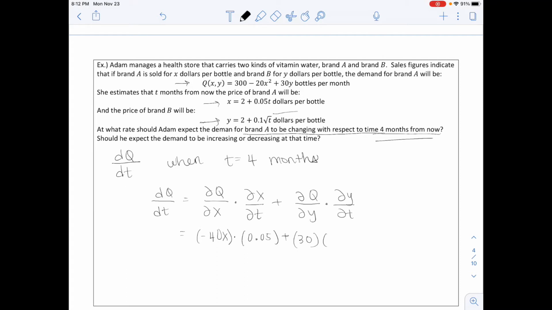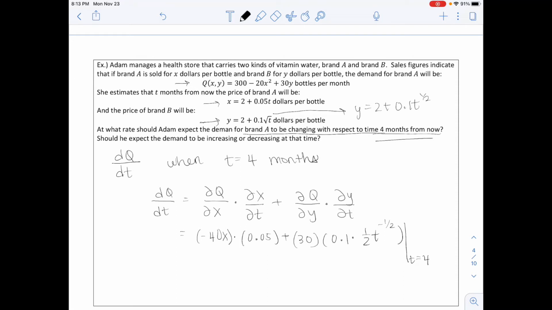And for this one, I'm going to go ahead and rewrite our function over here as y equals 2 plus 0.1t to the 1/2. And so we have 0.1 times 1/2 t to the negative 1/2 power. And you can clean this up if you want. You can leave it like this also, because we still have to evaluate this when t is equal to 4.